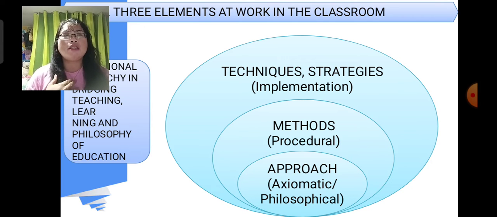The first one is the approach. Approach is axiomatic or philosophical. It is a set of belief systems of philosophy dealing with the nature of education or of the language, the learning, and teaching. The second one is the methods, the procedural. An overall plan of a systematic presentation of the concept based upon a selected approach.